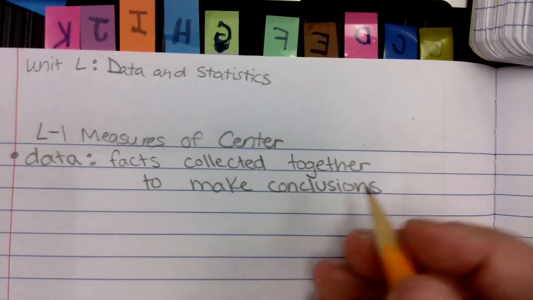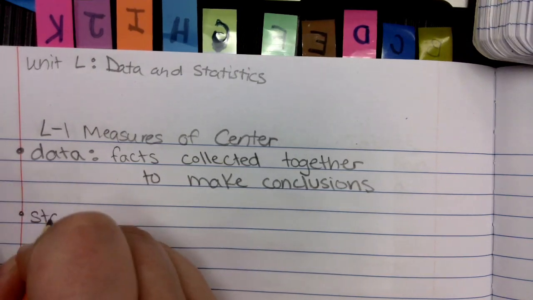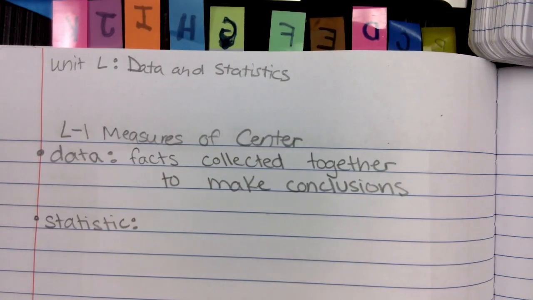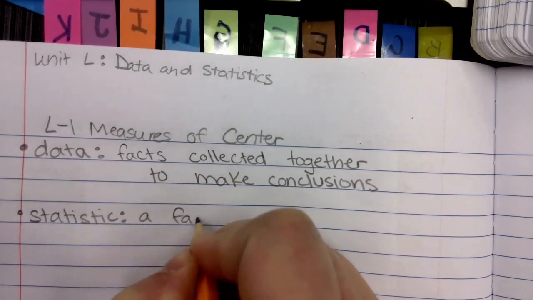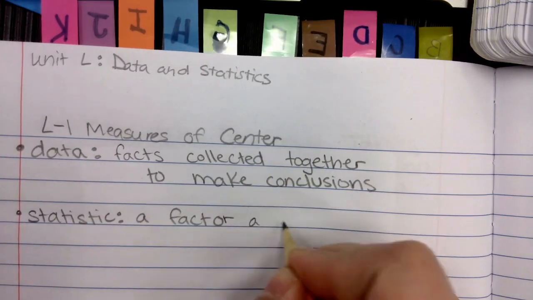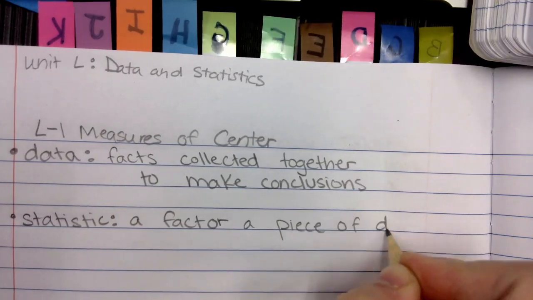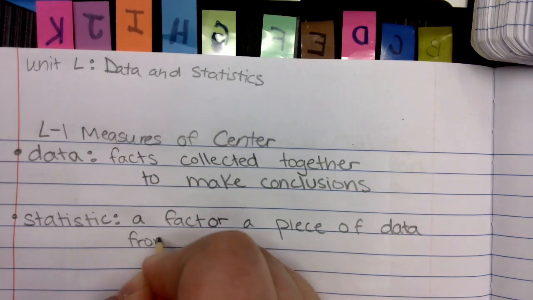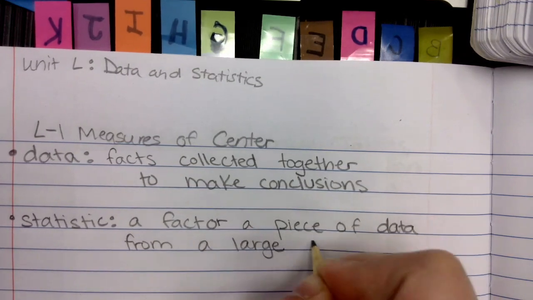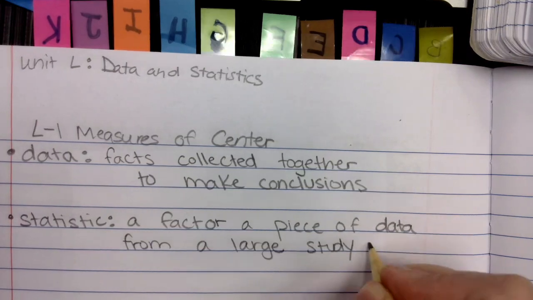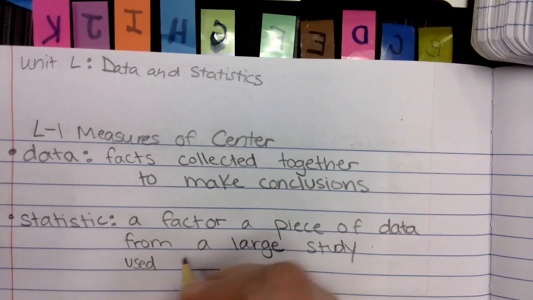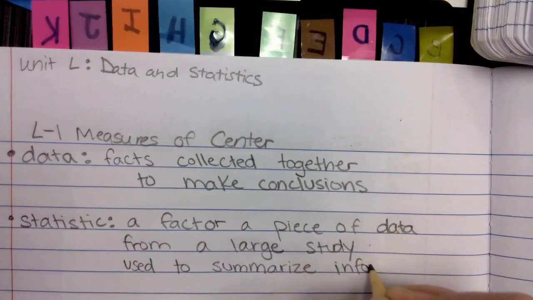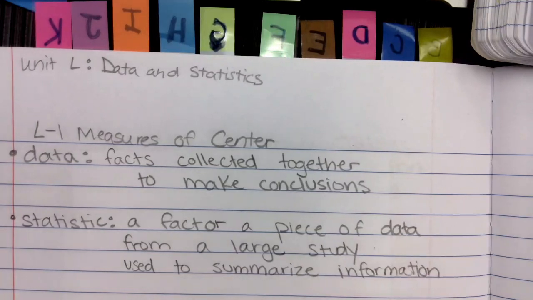Okay, a statistic. This is a number usually. It's a fact or a piece of data from a large study, and it's used to summarize information. It's kind of a lot. So when I give you a statistic, it should give you some sort of information about that data.